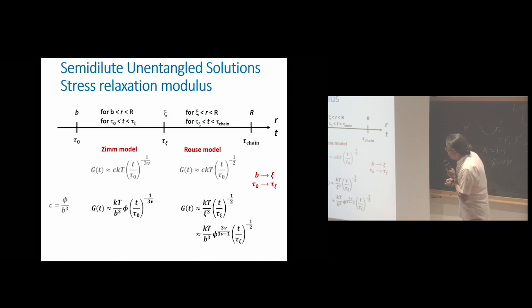Then we can replace it with phi to have this relation. This is the Rouse model, but this Rouse chain has blobs as monomers. Its relaxation time is tau xi, coming from this, and tau 0 can be replaced with those of blobs to have this relationship.